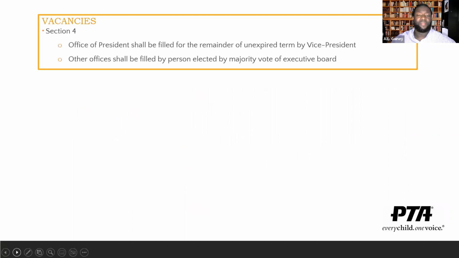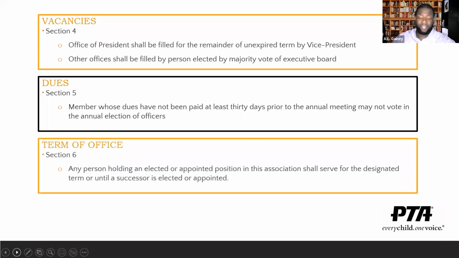Alrighty, so let's talk a little bit about vacancies. Fact of the matter is this is in your bylaws because we know that these things happen. So in the office, specifically the office of president, anytime that there is a vacancy in the office of president, it shall be filled for the remainder of that unexpired term by the vice president. Okay, so if you are a member of a PTA that has 1 vice president, if there's a vacancy in the office of president, the vice president automatically becomes president.